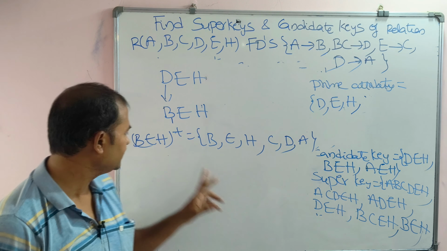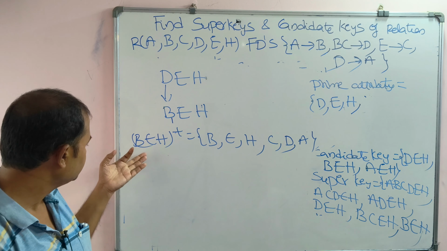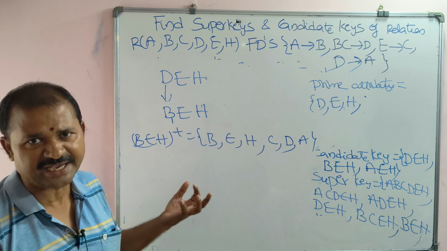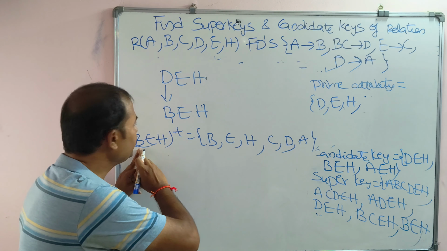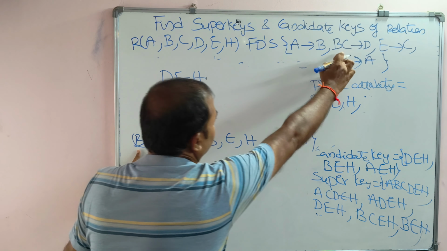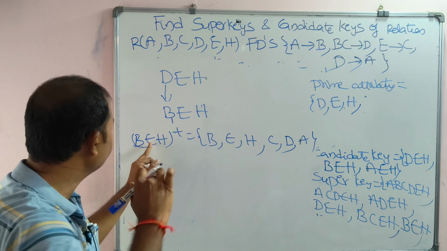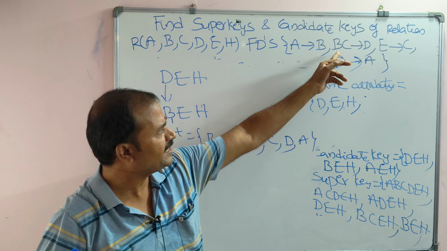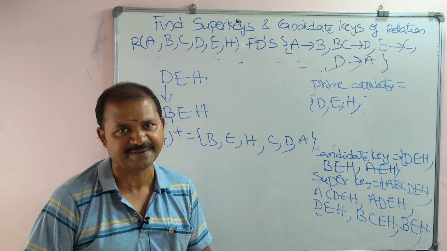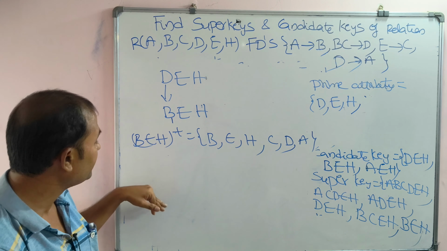But we can't say BH is the candidate key. Why? Because we need to check whether we can reduce BH or not. So here we have B. Yeah, here we don't have B. Next, E determines C, but there is no C here. H, there is no functional dependency. So this can't be reduced further.